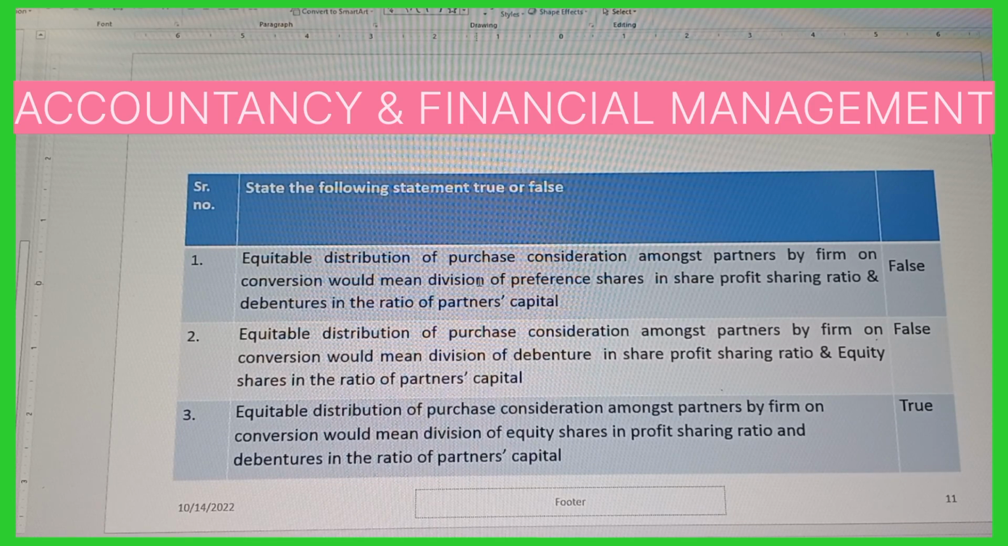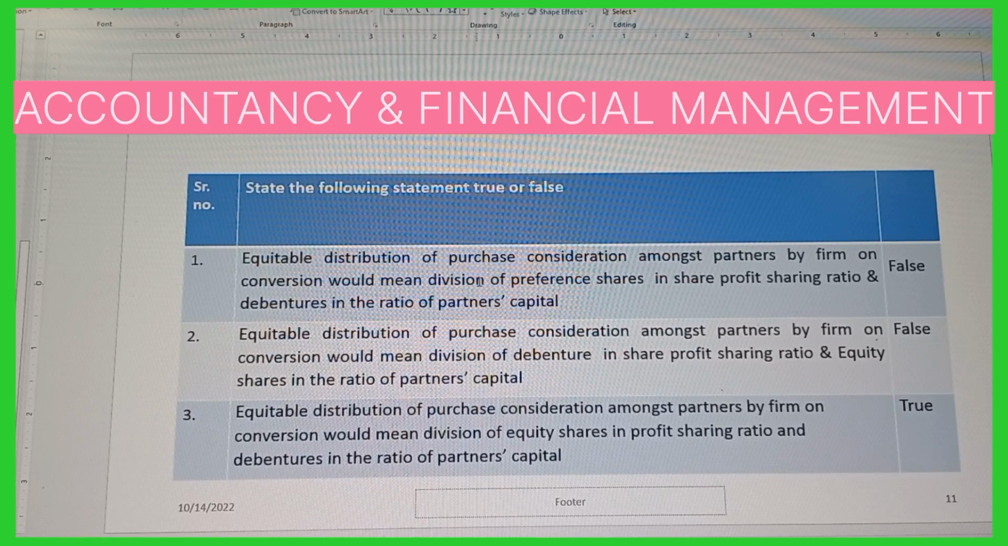First, equitable distribution of purchase consideration amongst partners by firm on conversion would mean division of preference shares in share in profit sharing ratio and debenture in the ratio of partners' capital. So answer is wrong. Why wrong? Because we always divide the equity shares in the profit sharing ratio, not the preference shares. Preference shares and debentures are always divided in their capital sharing ratio.